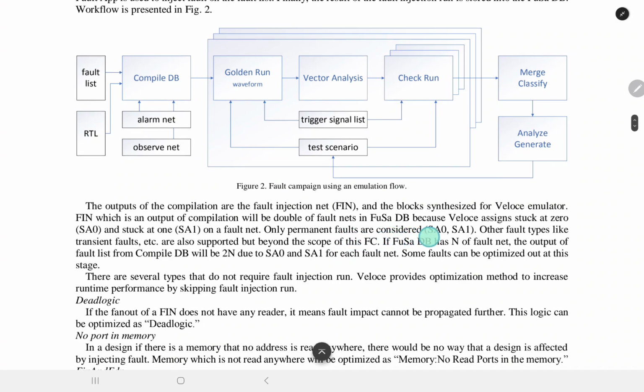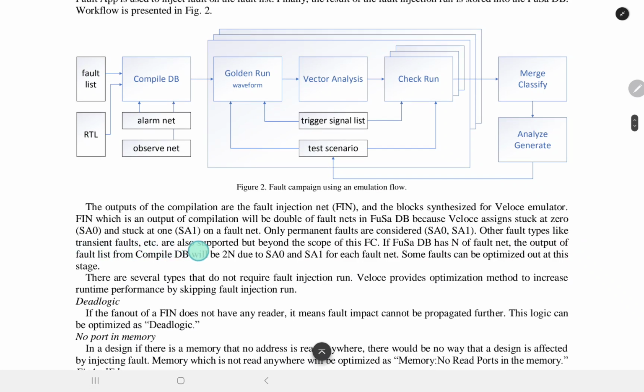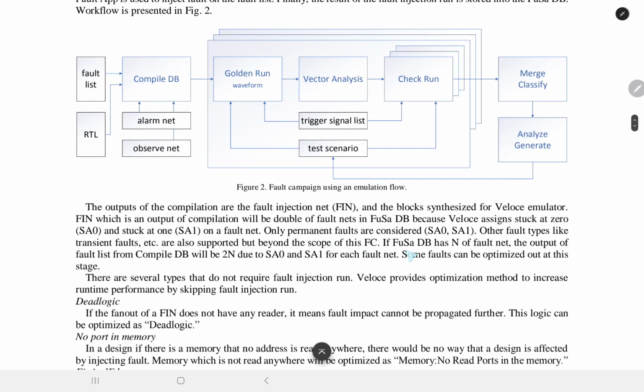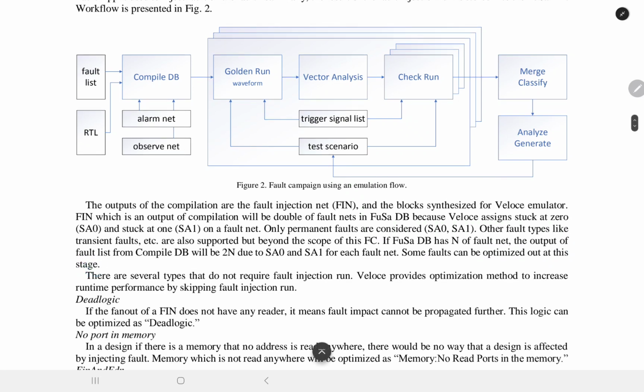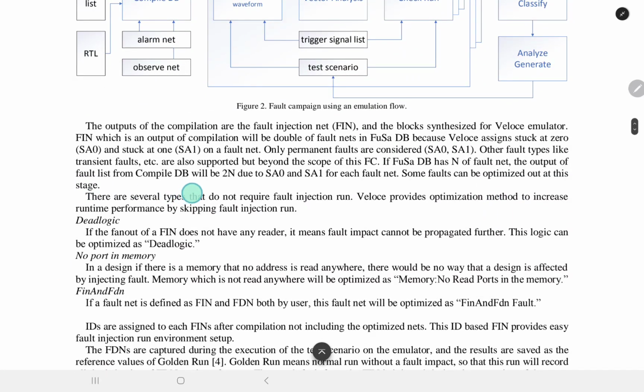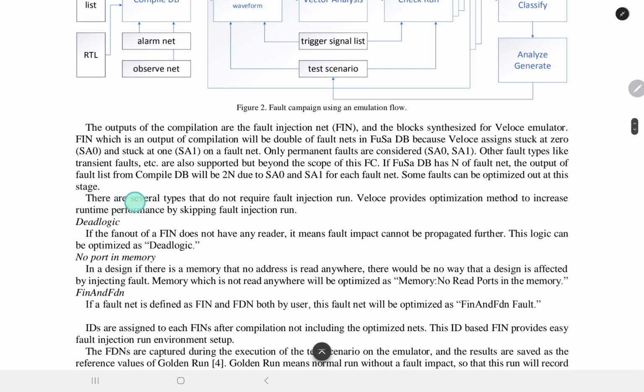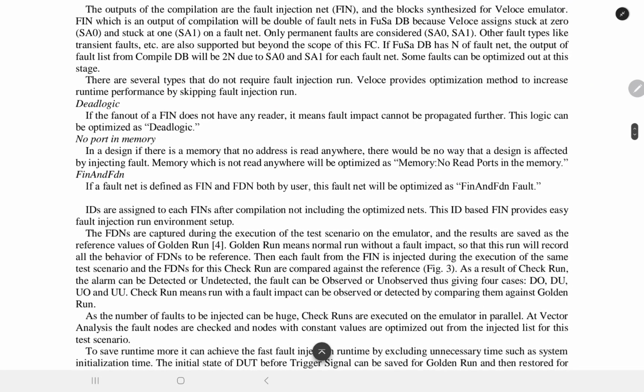If the FUSA DB has n fault nets, the output fault list of the compiled DB will be 2n due to SA0 and SA1 for each fault net. Some faults can be optimized out at this stage. There are several types that do not require the fault injection run. Veloce provides optimization methods to increase runtime performance by skipping the fault injection run.